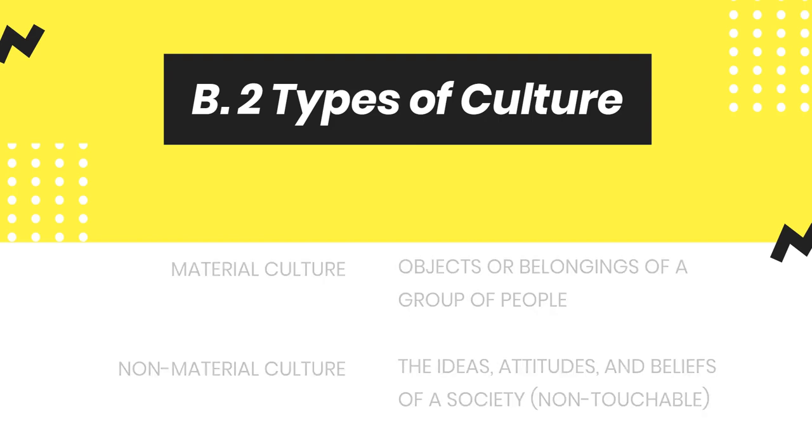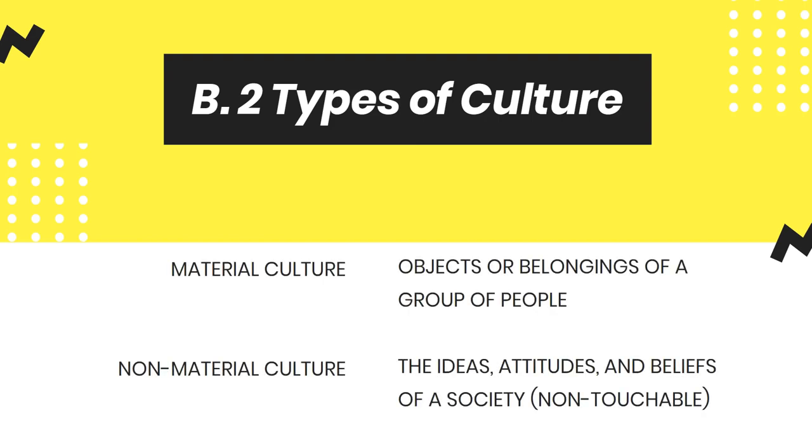So sociologists classify culture into material culture and non-material culture. Material culture includes things such as jewelry, art, buildings, weapons, machines, clothing, and hairstyle. Basically, objects or belongings that you can touch and see. They express a particular group of people. Okay? They represent a particular group of people.